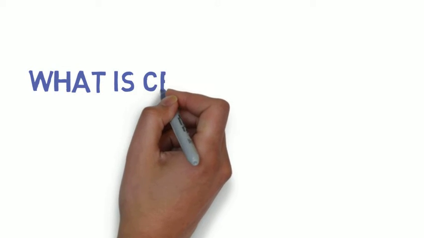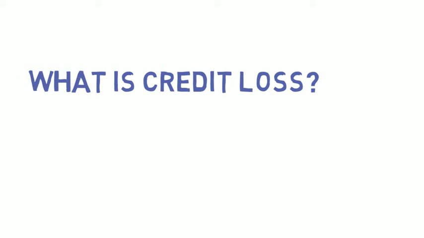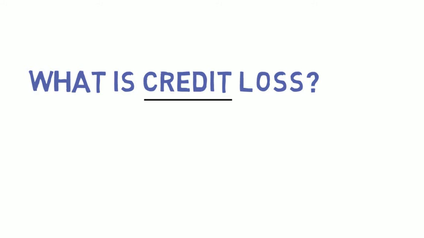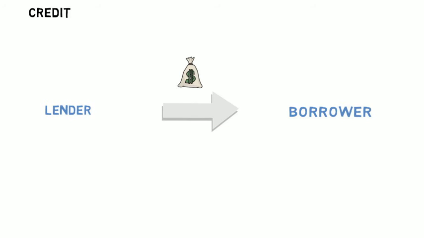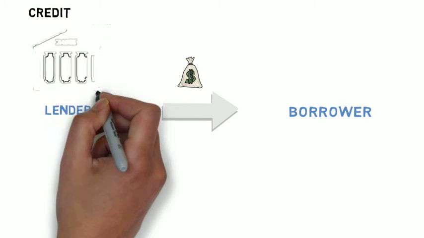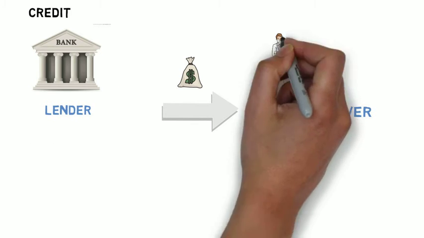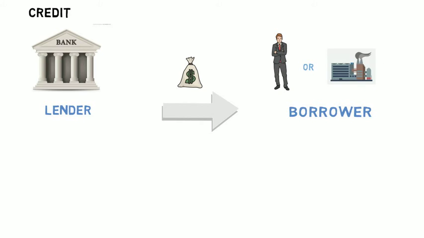To understand how the credit loss models are built, we first need to understand what is credit loss. And to understand credit loss, we need to understand what is credit. Credit is a form of trust where the first party, called lender, provides money or resources to the second party, called borrower. The lender can be a financial institution like a bank, and the borrower can be a consumer or a business. The loan can be provided in different ways.